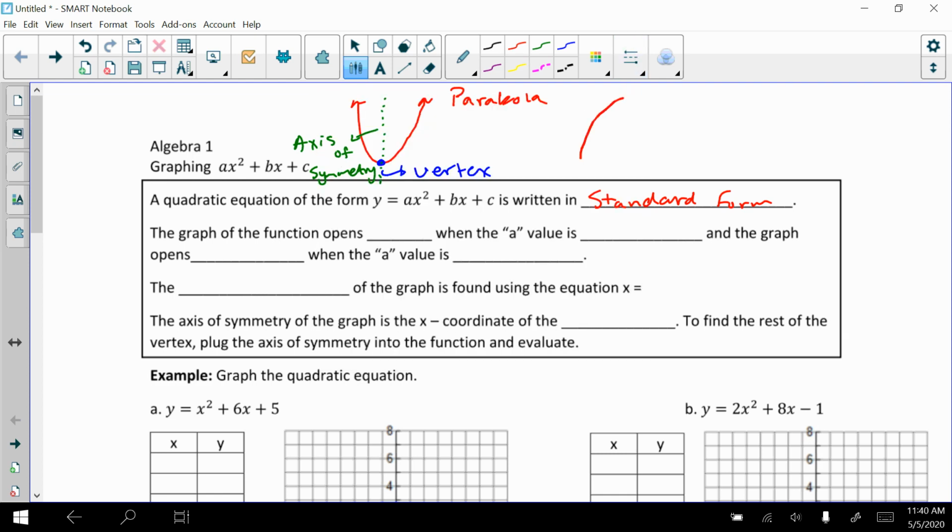Parabolas can also open down like this. That's totally fine. In that case, the vertex is on top up here. Okay, so your vertex is either your lowest point or your highest point. It's either like the top of the mountain or the bottom of the valley. Okay, we're going to talk about these things more as we move forward.